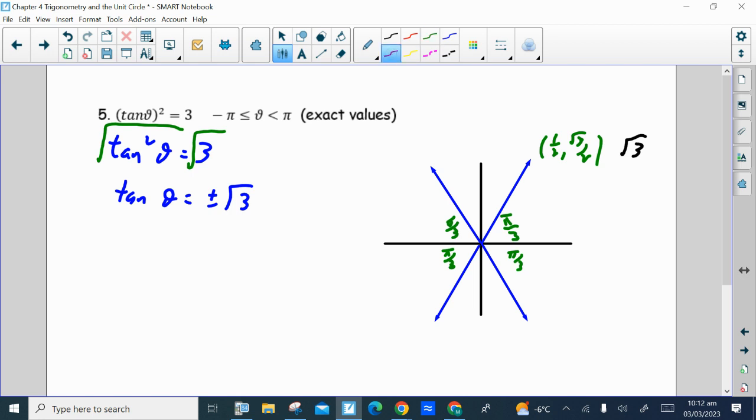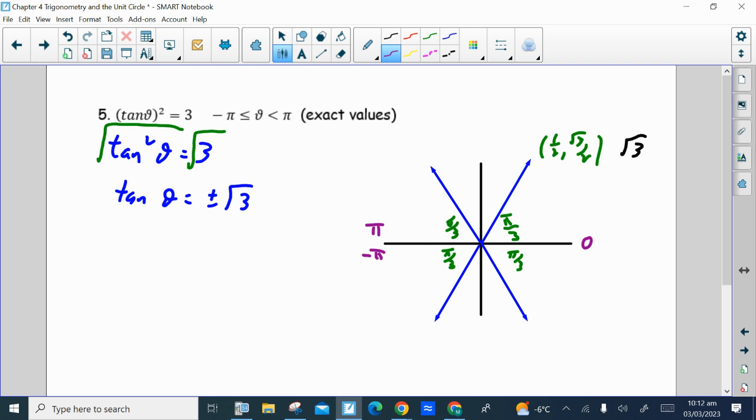And we want to state our solutions between negative pi and positive pi. So if you start at 0 and go to negative pi, that means you go pi in a clockwise direction. And if you go around to positive pi, starting at 0, that will have the same terminal arm as negative pi. So the fact that the domain is in radians, from negative pi to positive pi, tells us that our answers have to be in radians.